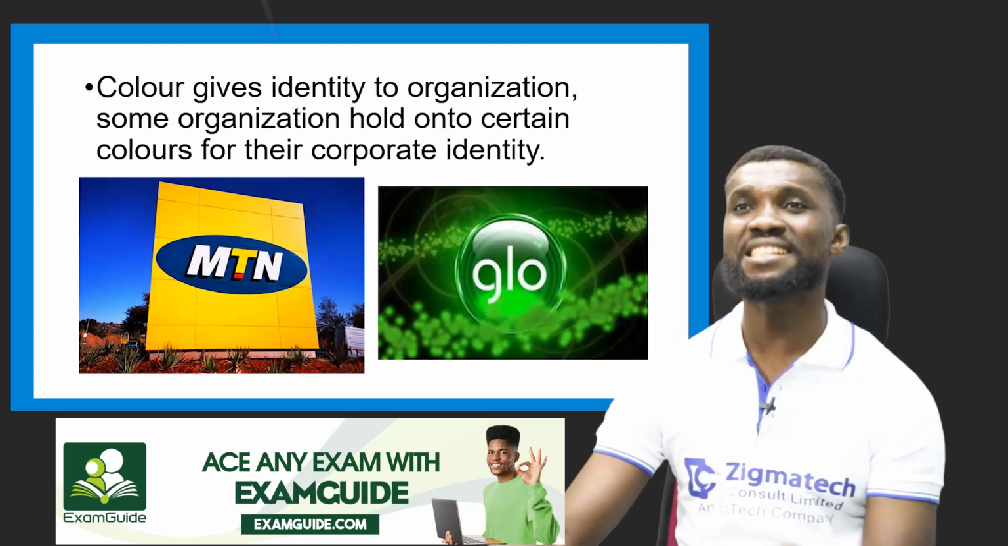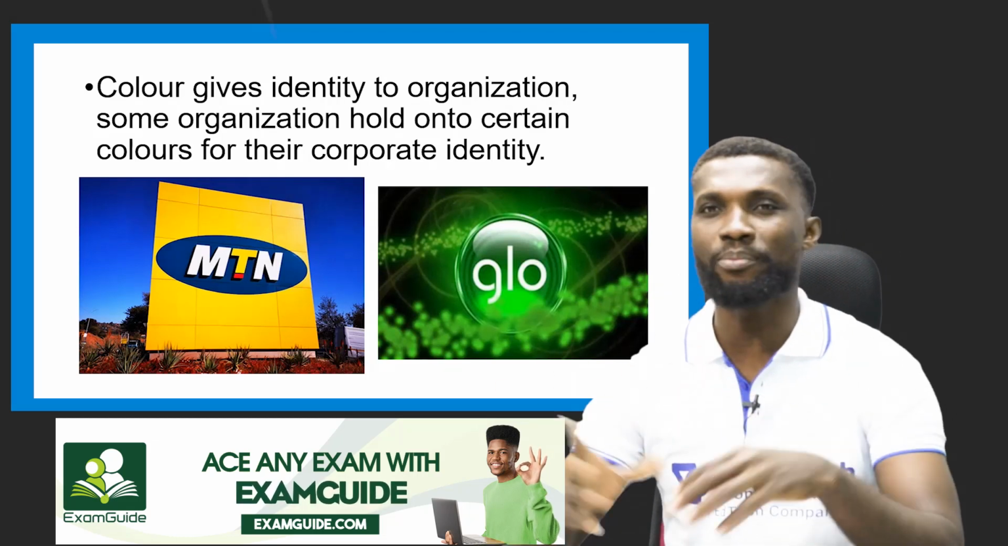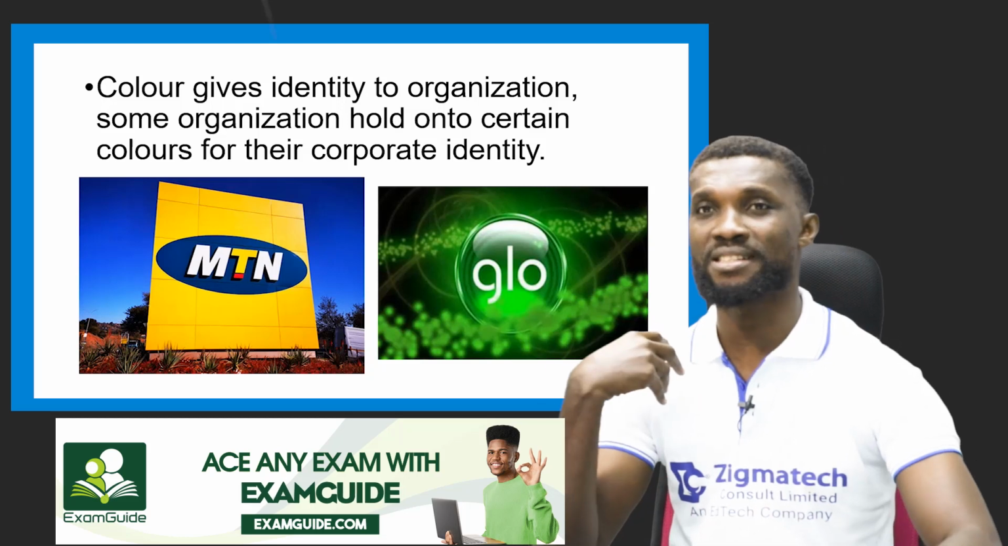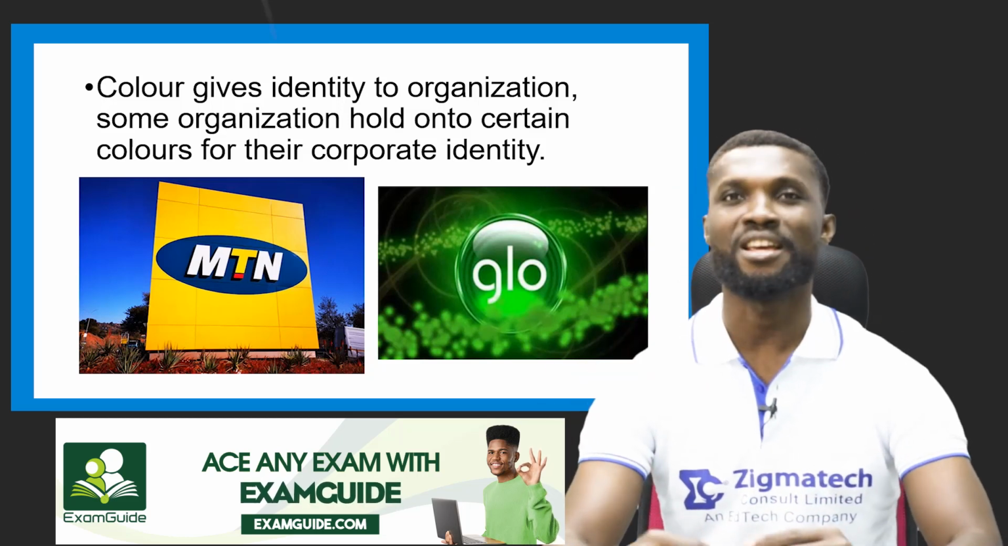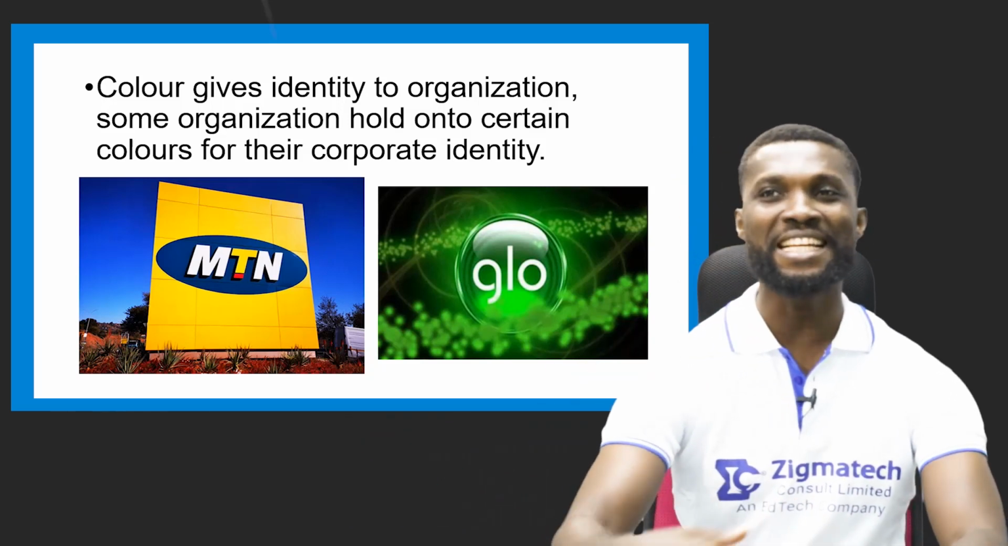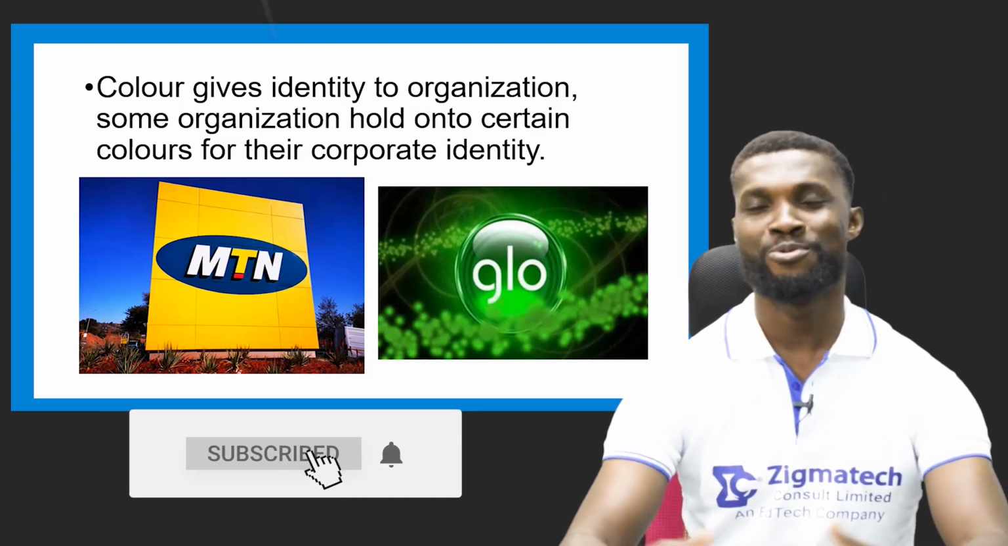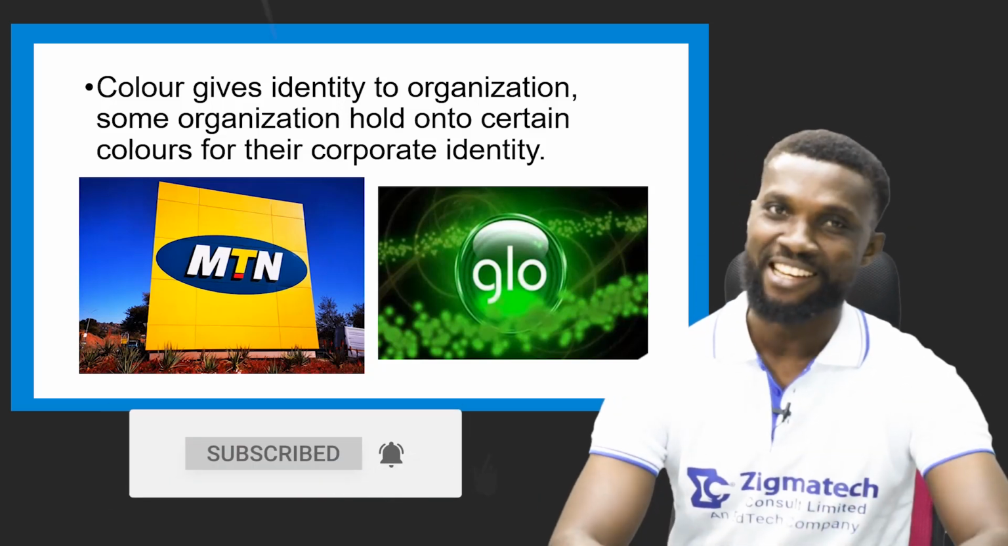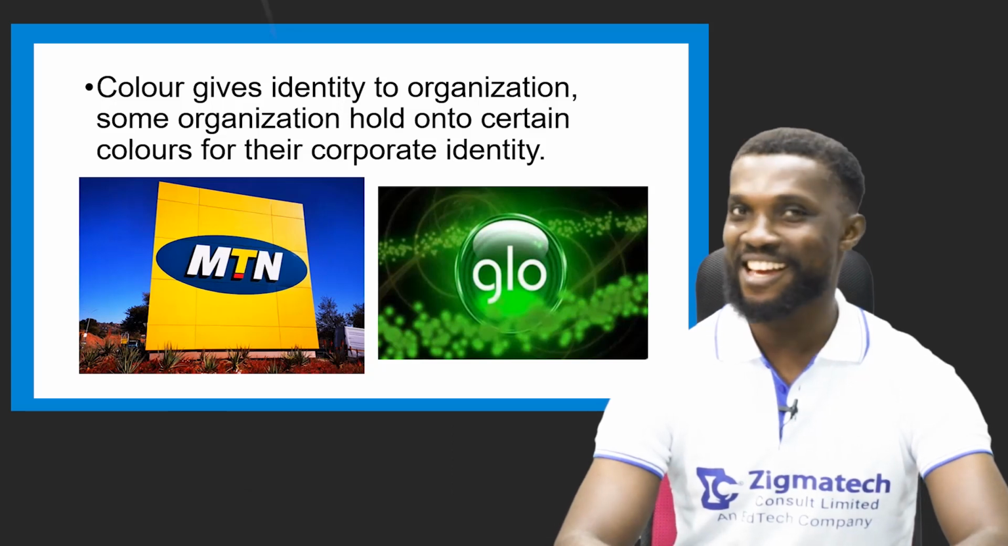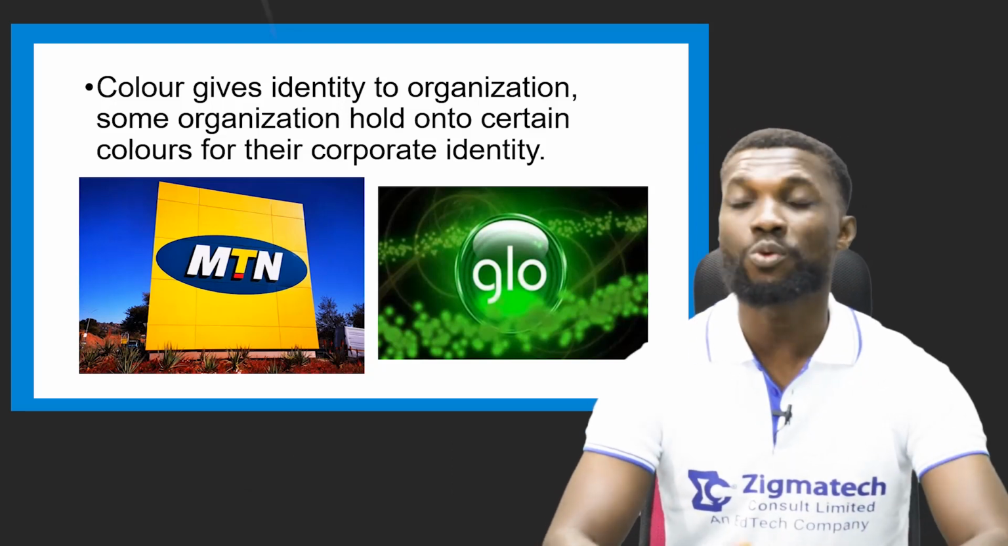Now, color gives identity to organization. For example, whenever you see yellow, what comes to mind? MTN. Everywhere you go. When you see green, what comes to mind? Glo. Rule your world. Okay. When you see red, what comes to mind? Did I hear you say Airtel? You're very correct. So that's the same thing.